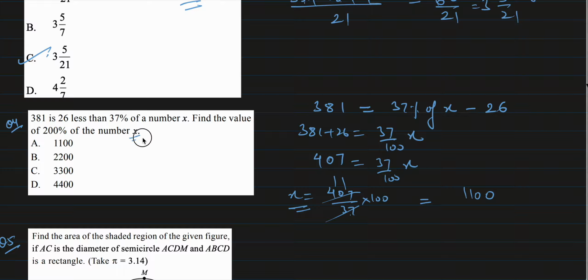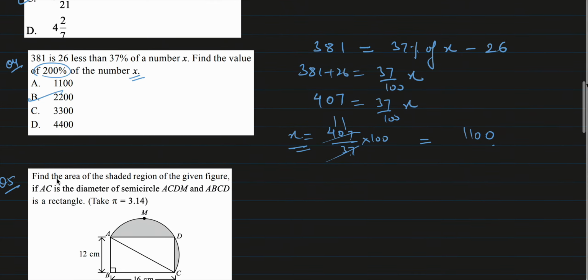So your number x is 1100, and 200% of this is double of that, which is 2200. I hope it's clear. 100% of this is the same thing, right? But 200% will be double of that. I hope that's clear. Now let's move to the fifth question.